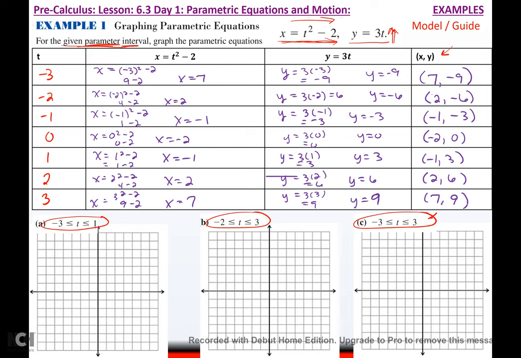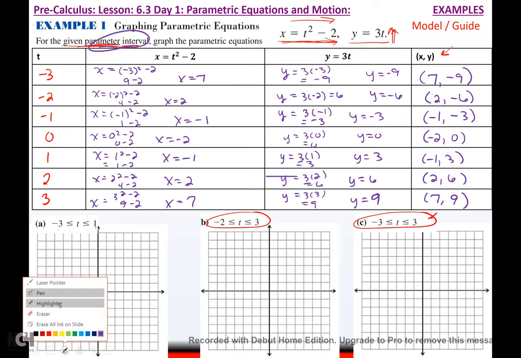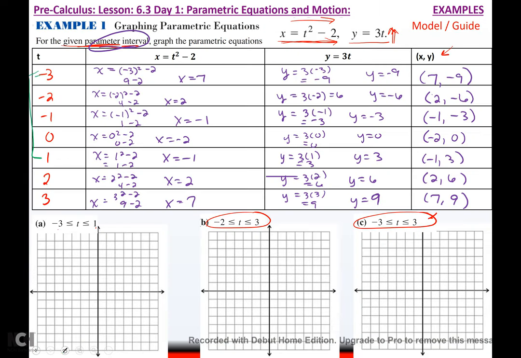So, to graph these parametric equations in the interval that they gave me, this one just wants the interval from negative 3 to 1. So I'm only graphing these points. If I do 7, negative 9, pretend that it's down there, sorry. Then we have 2, negative 6, and then negative 1, negative 3, and then negative 2, 0, and then negative 1, 3.